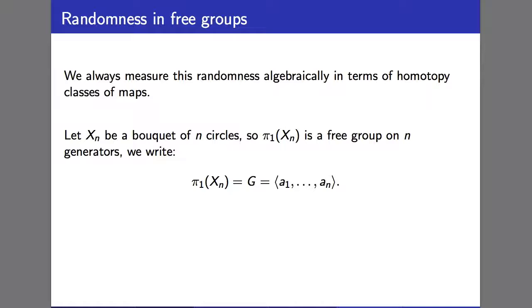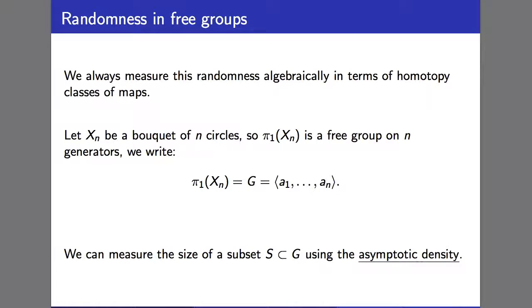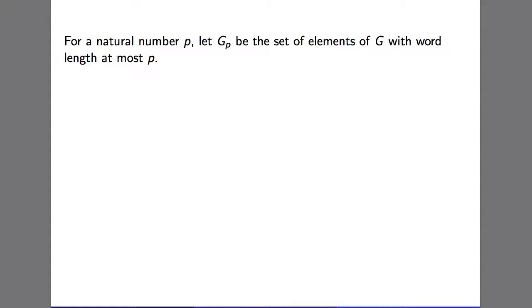G means that group, and N will be more or less fixed for the whole time. And the generators I'll write this way, A1 to AN. Now, we can measure the size of a subset of this group using something called the asymptotic density. This is something that's been around for quite a long time. People have been using this in number theory for a long time, and more recently in group theory. So let's talk about the asymptotic density.